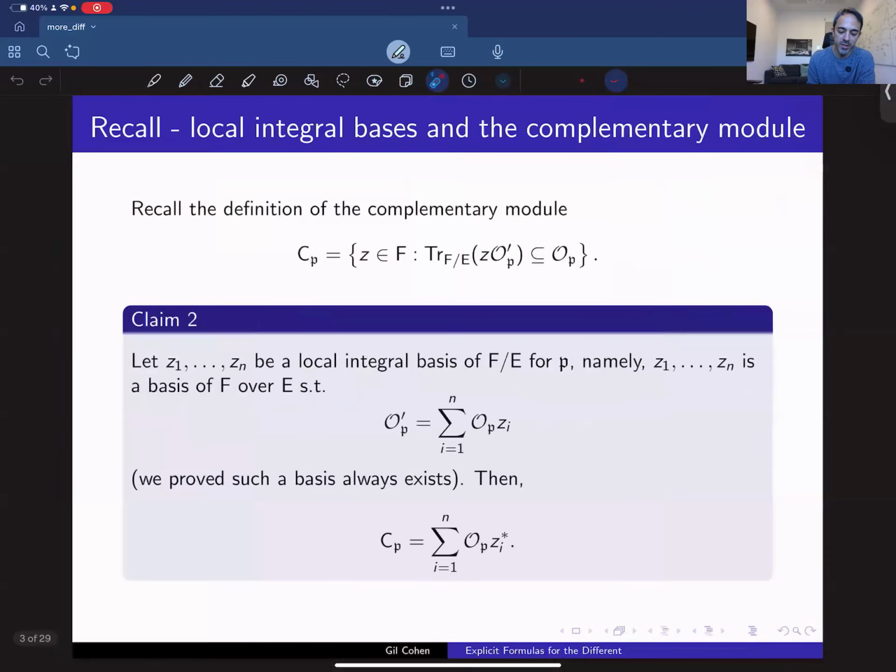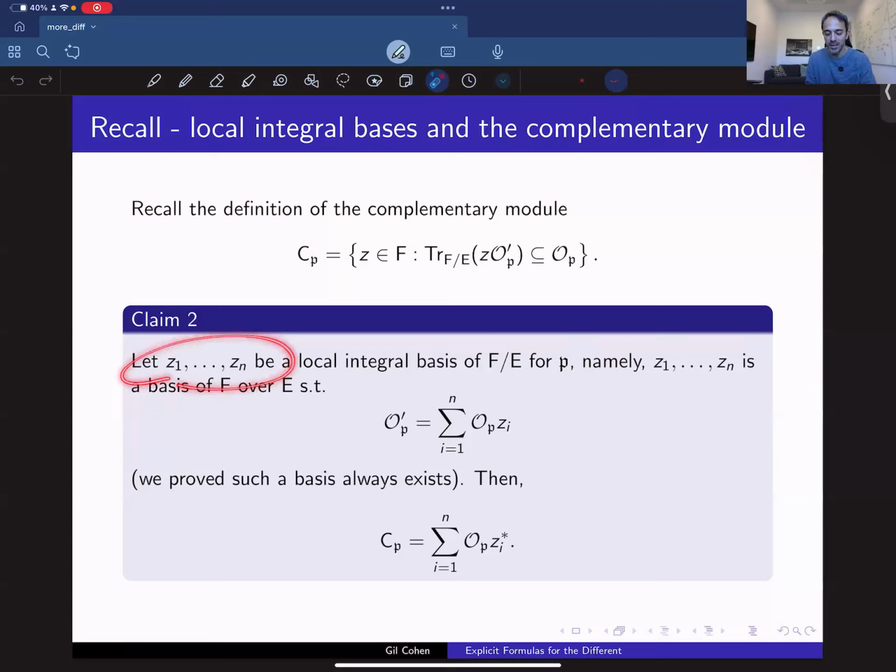Okay, and the next thing we saw was the complementary module, which is all functions in F such that if you multiply them by any element in the integral closure of O_P, and trace it down to E, you will actually land in O_P rather than just in E. Yes, so this was a slightly weird definition, and we later understood the complementary module better, but that's what we did. And the claim that we didn't prove, it's not so hard, but some things are worth proving and some things are somewhat less so.